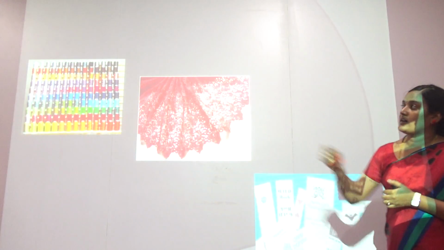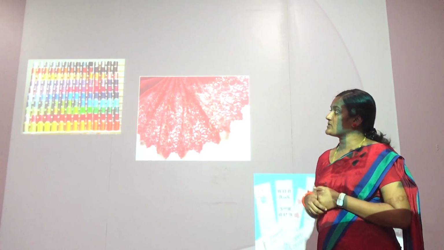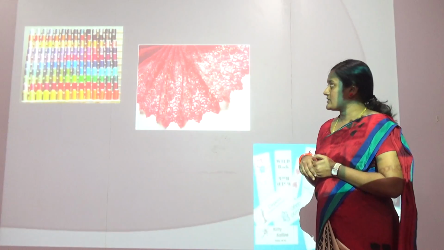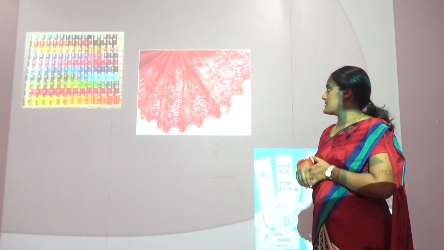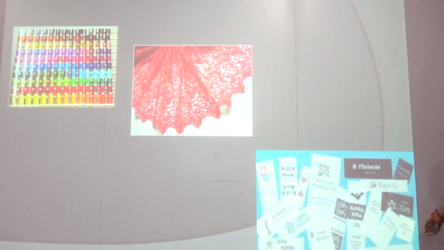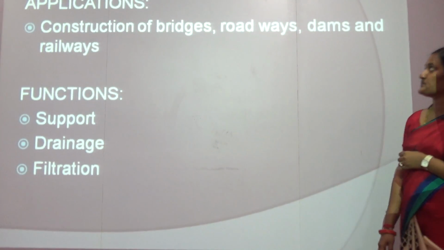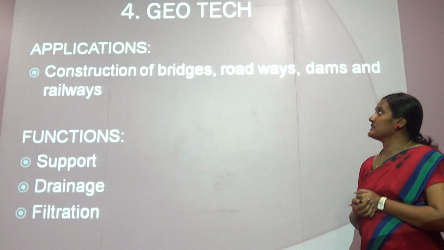Next slide. The picture shows the sewing thread. This is also a product of cloth-tech, and these are the laces and cloth labels. These are all products of cloth-tech materials. And the fourth one is geotech.